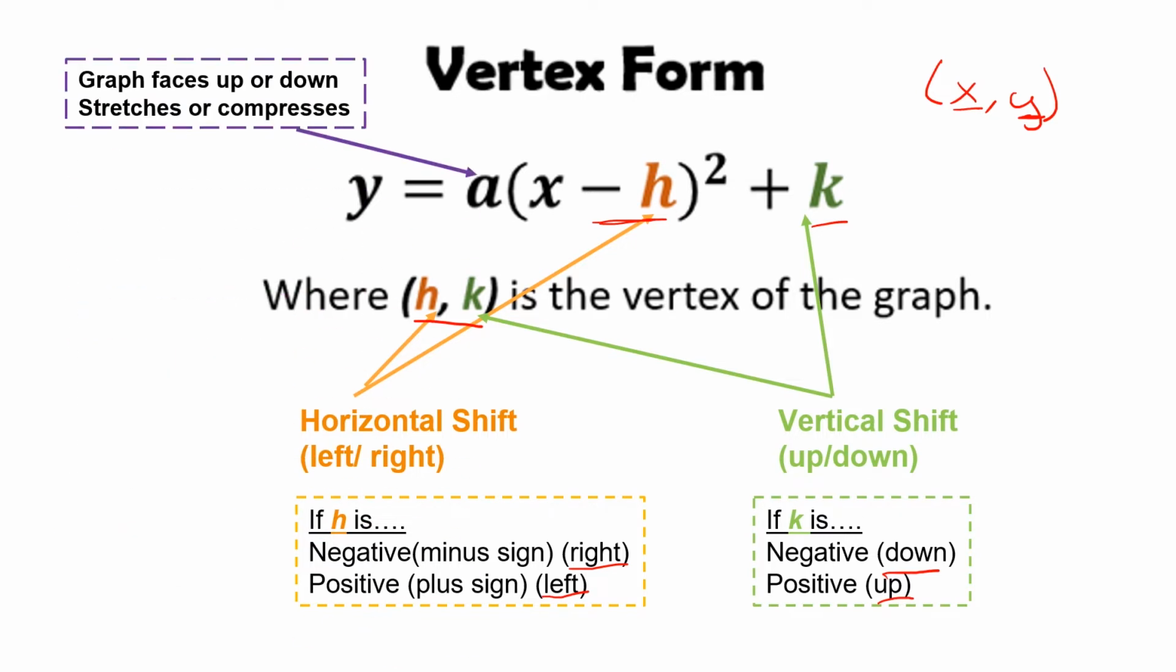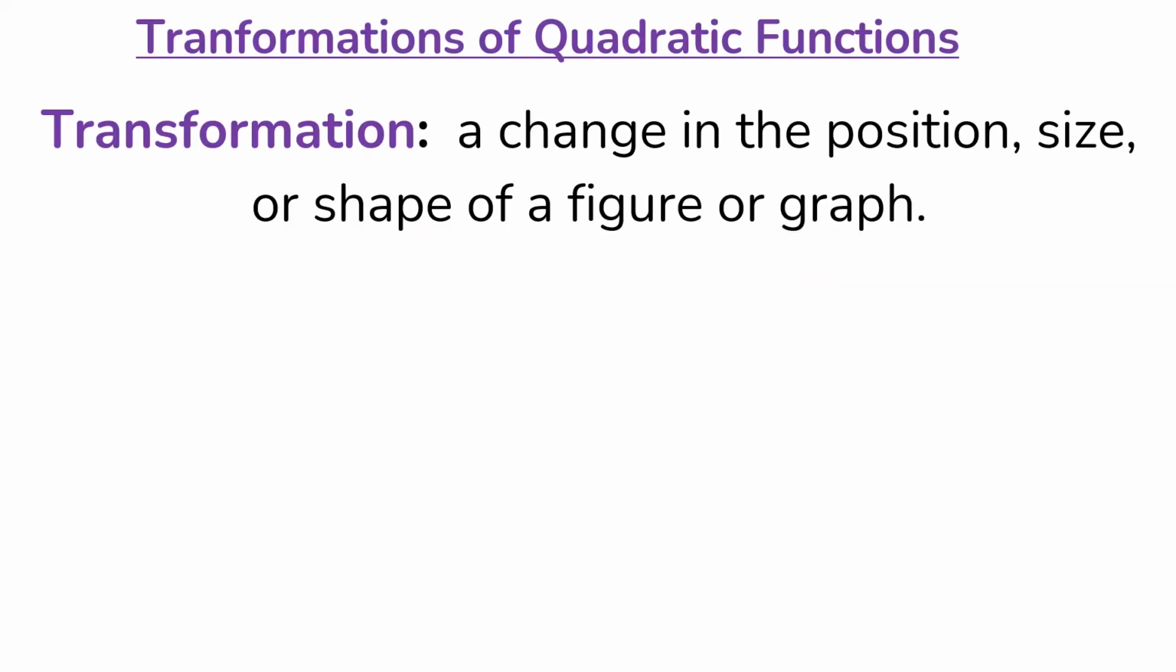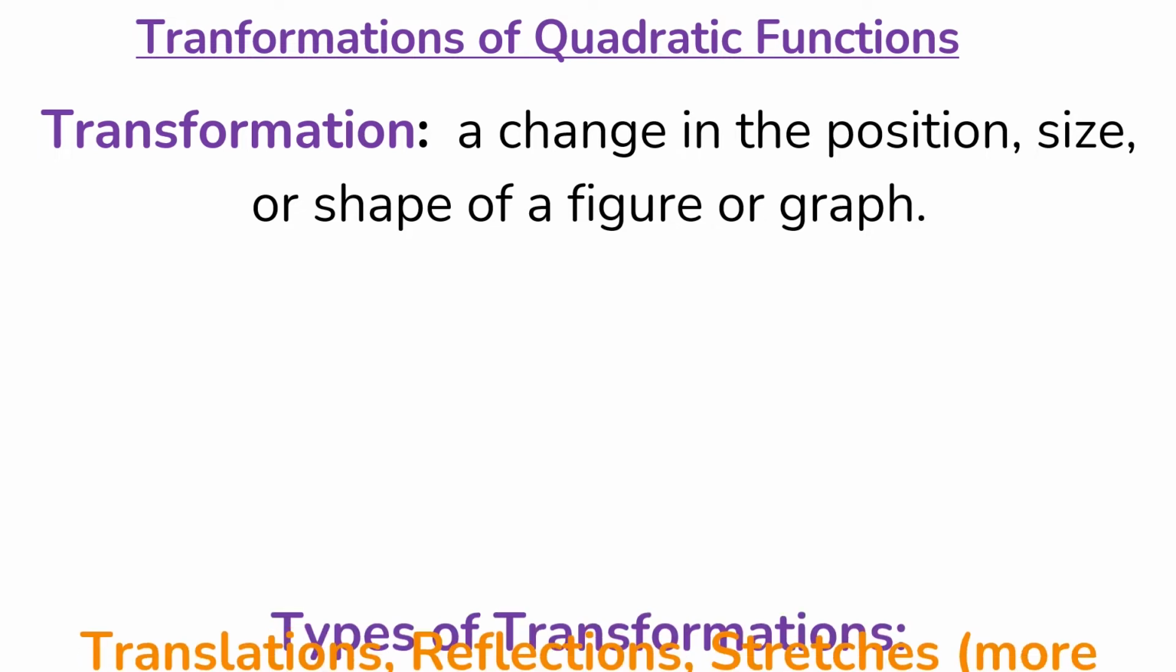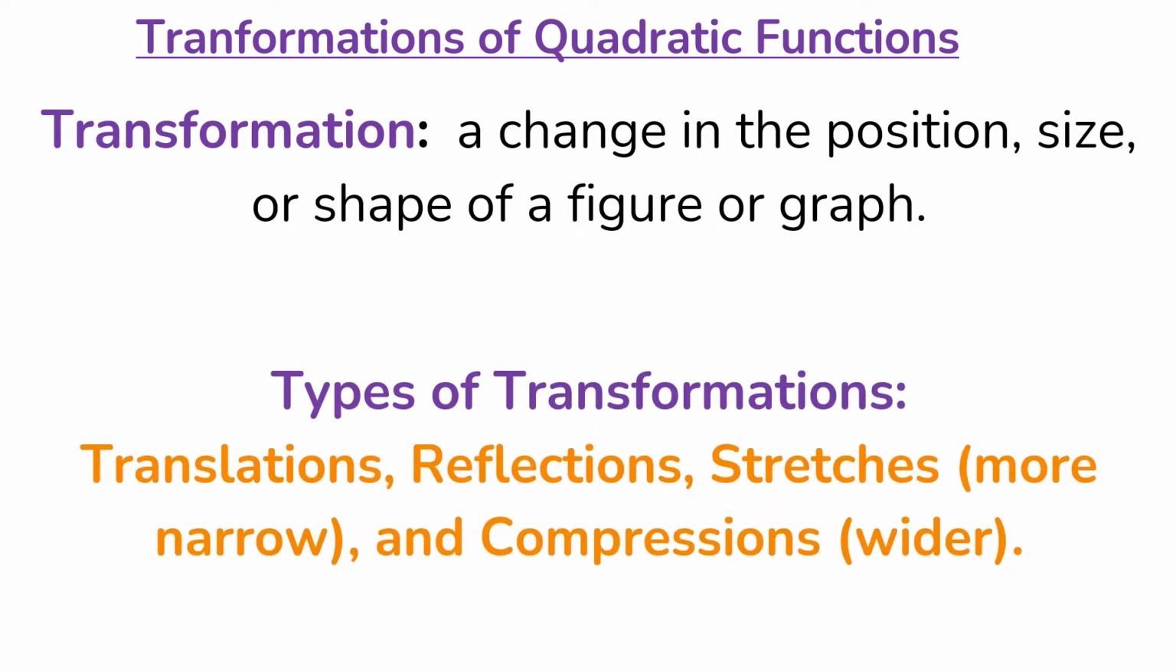Looking at our a value here, it actually tells us two things. It tells us if the graph faces up or down: if a is positive, the graph is facing upward. If a is negative, the graph is facing downward. And also it tells us whether or not that graph stretches or compresses. So now let's get into some transformations. So what exactly is a transformation of a quadratic function? It is simply the change in the position, size, or shape of a graph. The four types of transformations we're going to look at are translations, reflections, stretches, and compressions.